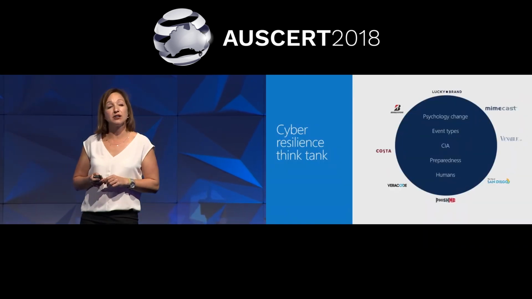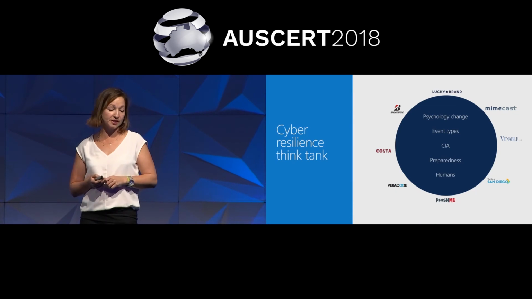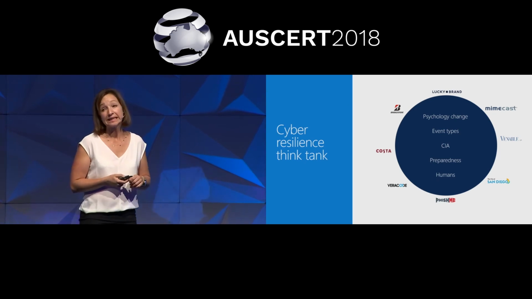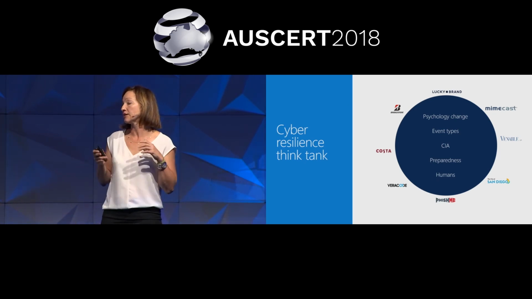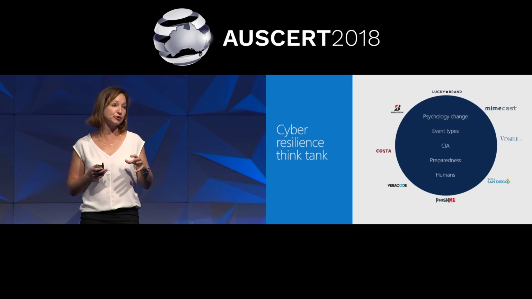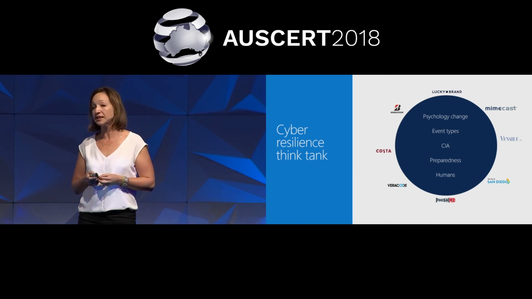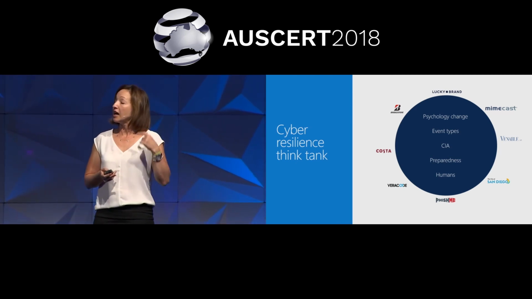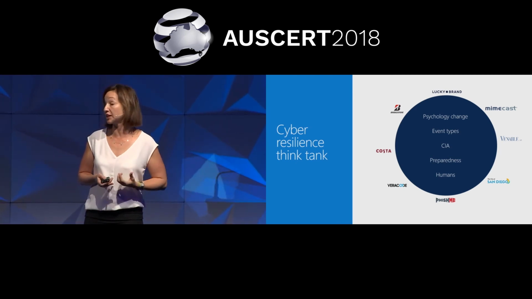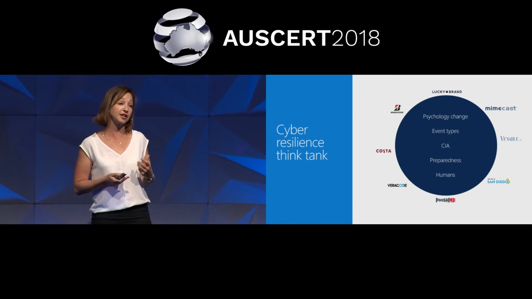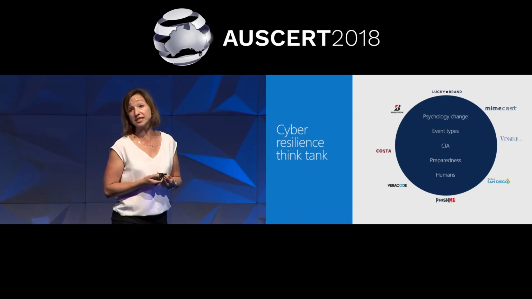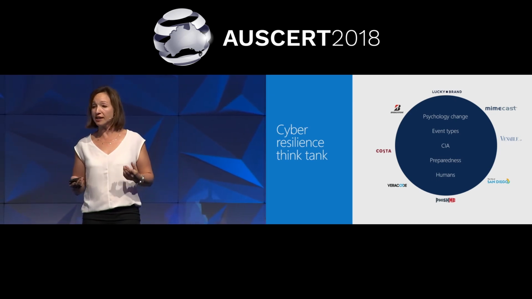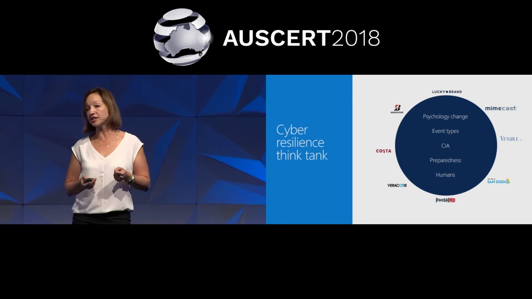One of the things that Mimecast ran at the RSA conference last year was a cyber resilience think tank. And they produced a report which I thought was really interesting. They took C-level execs, risk strategy folk, and they got them into a room and talked about what cyber resilience means to them. And some of the key takeaways were things like psychology change, understanding the fact that you have to be prepared for it, that it's going to happen, but you have to acknowledge the fact that you can't protect yourself against everything. Looking at event types, which we've spoken about, your CIA triad, always focusing on confidentiality, integrity, and availability.